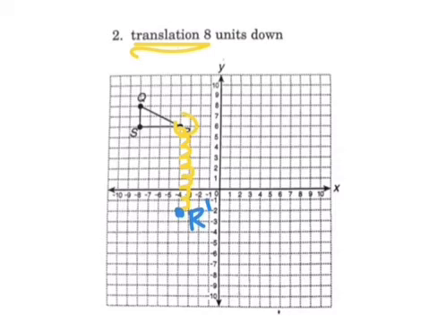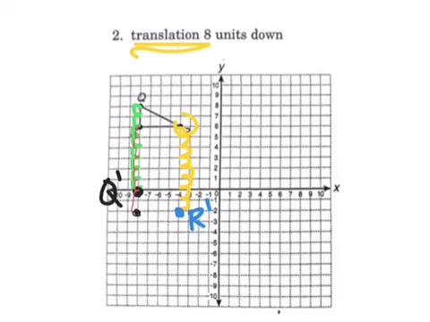Next, I'm going to go to Q and move that down 8 units. 1, 2, 3, 4, 5, 6, 7, 8. My Q prime will be right here on the x-axis. And then finally, letter S. I'm going to drop that down 8 units. 1, 2, 3, 4, 5, 6, 7, 8. So S prime is right here.